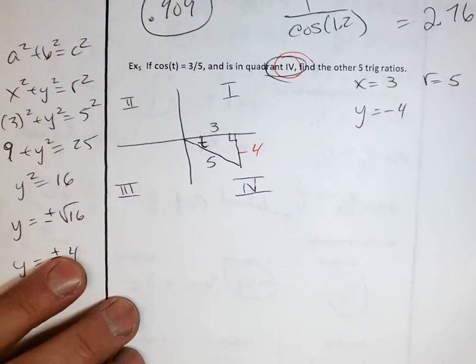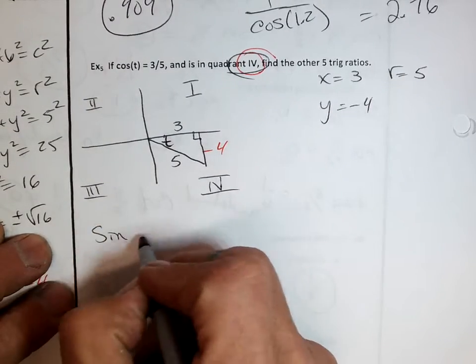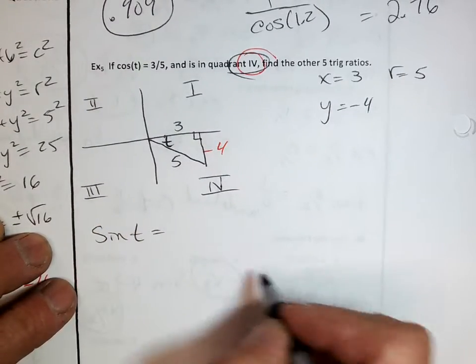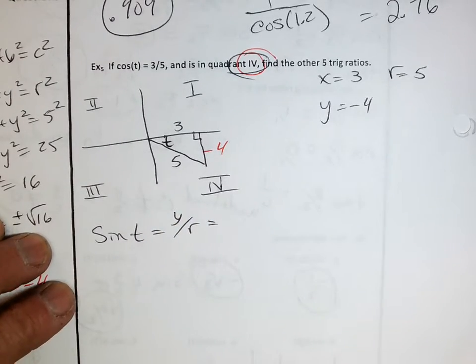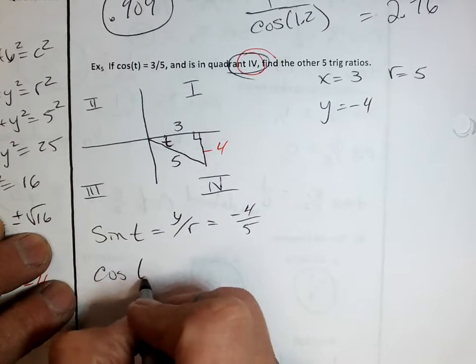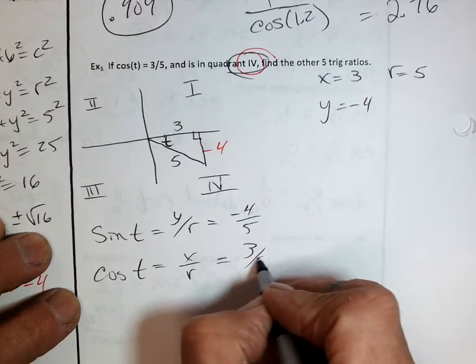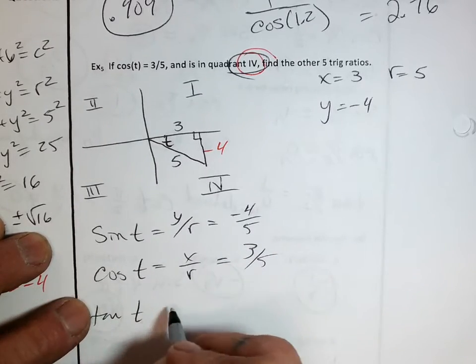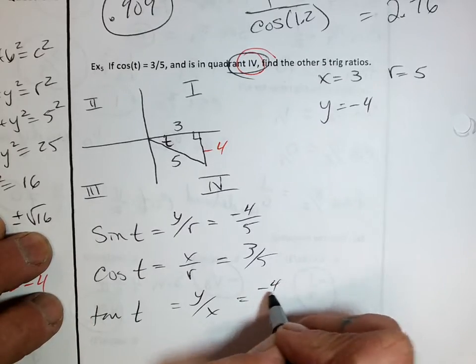Okay, you ready? Here it gets easy. Sine of t is equal to y over r. What's the answer? Negative 4 over 5. Cosine of t is equal to x over r. What's my answer? 3 over 5. Tangent of t is equal to y over x, negative 4 over 3.